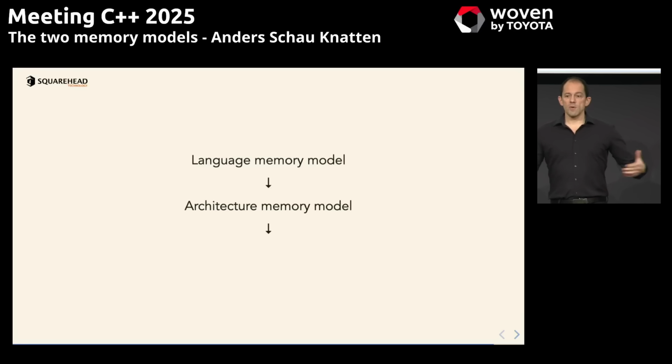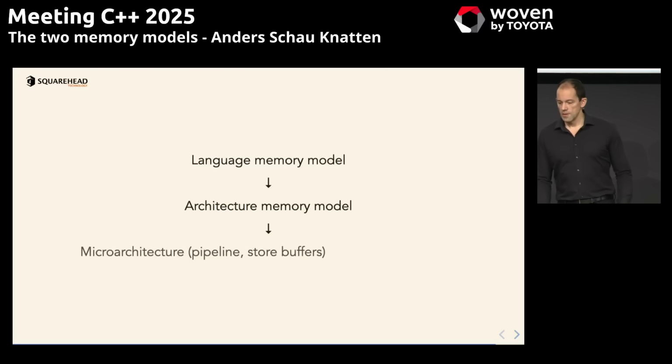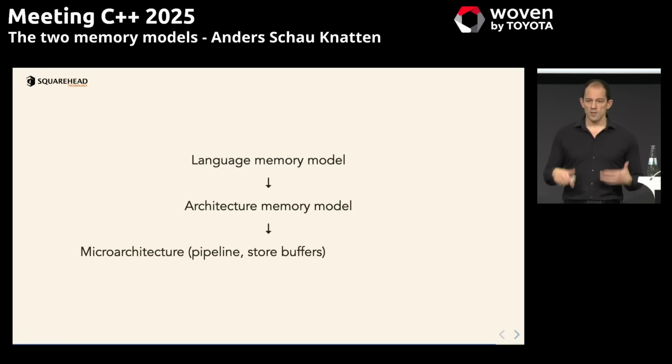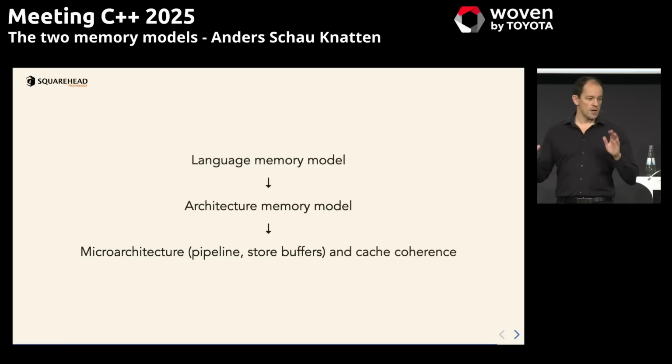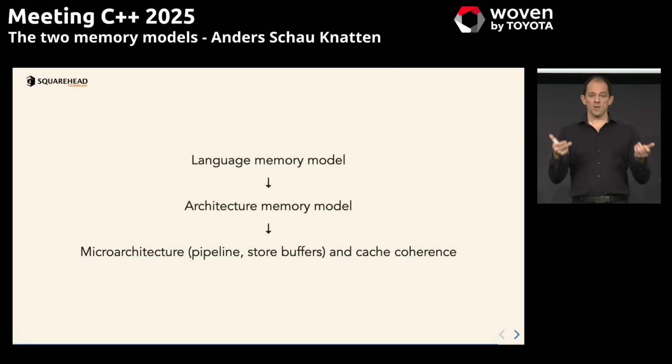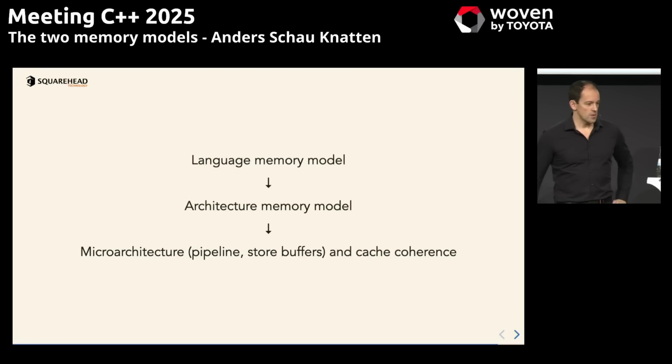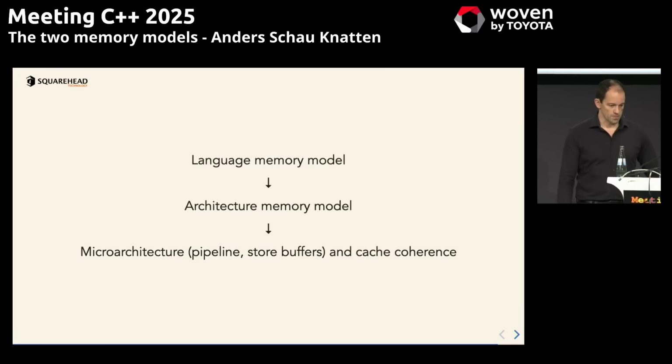And then someone is making a CPU for this architecture, so then they have to design their architecture with their pipelines and store buffers and all of that, cache coherence. They have to get that right so that they uphold the architecture memory model. And then they want to just be as fast as you possibly can and do any sorts of weird optimization tricks as long as you conform to the architecture memory model so it doesn't break. And this is what CPU designers often spend a lot of time thinking about.